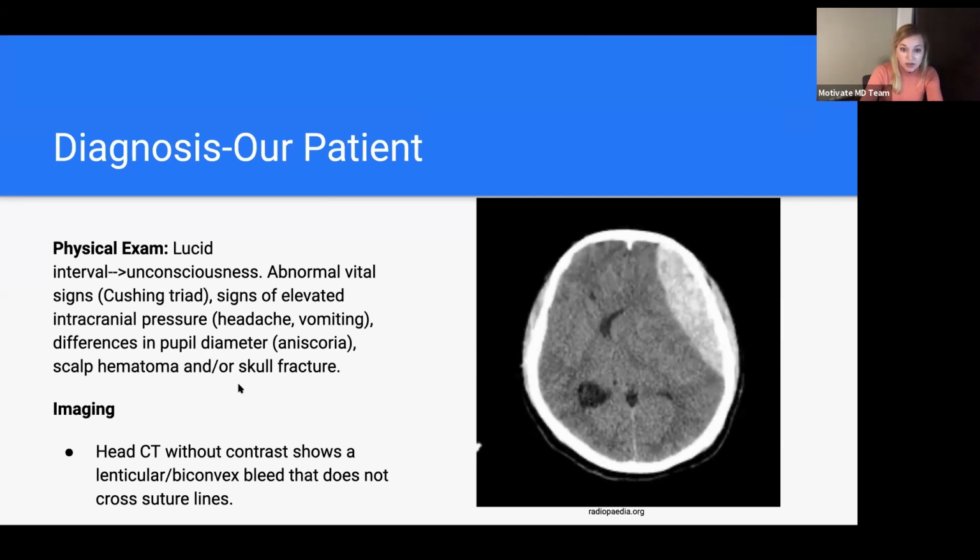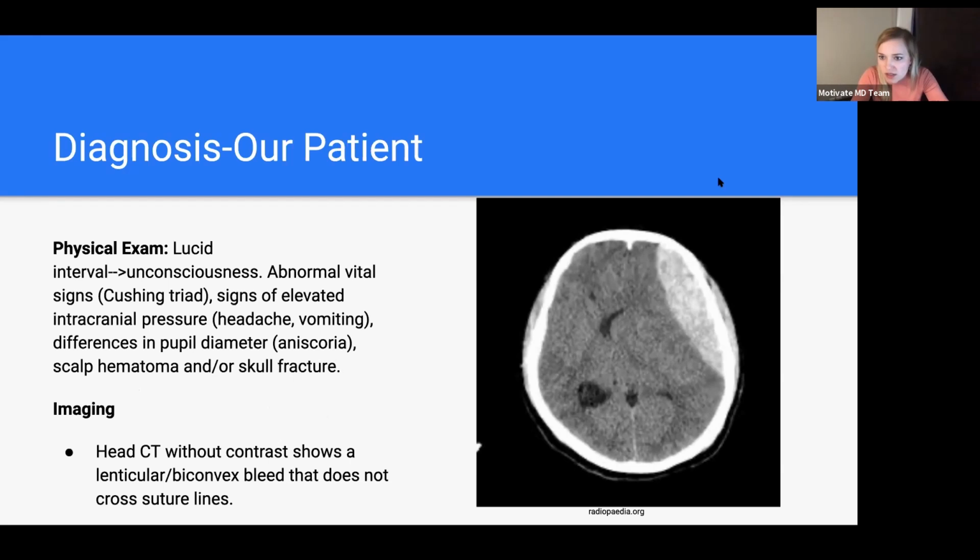Differences in pupil diameter, or anisocoria. That's super important because it tells us that there's something wrong with the brain. And what we think it is, there's a bleed in there and it's putting pressure on the cranial nerves and it's causing the pupils to be different sizes. One is big. There's mydriasis on the ipsilateral side, meaning that one pupil is big on the same side, the right side of the head where the trauma was, versus the other pupil, which is small. The scalp hematoma, which could be an indication of a fracture, a skull fracture, which is really dangerous.